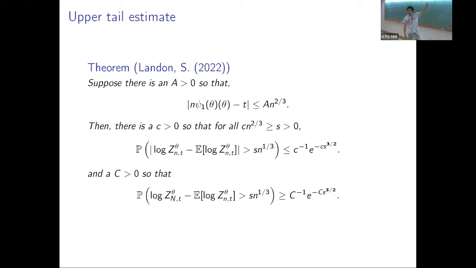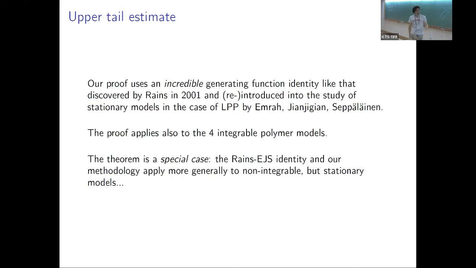And as I said, I should emphasize that even though the proof we give is quite different from what you see in this LPP paper, the idea to use this Rains identity is really a contribution due to Emrah, Janjigian, and Seppäläinen. But what's important for us is not so much that we can do this for the O'Connell-Yor polymer. As I said, they expected that you could do this for the stationary models. It's that the proof we give relies only on monotonicity and convexity properties, so we'll be able to use it in models that are not integrable, for which there is no other way than the coupling method to study them.